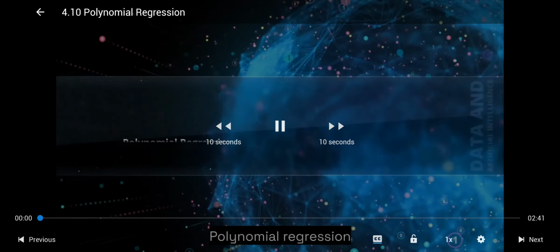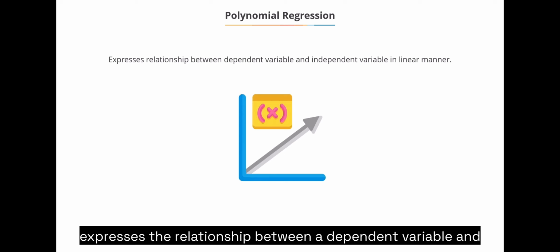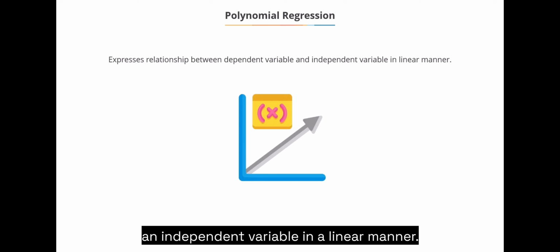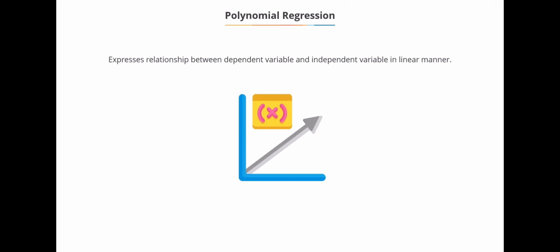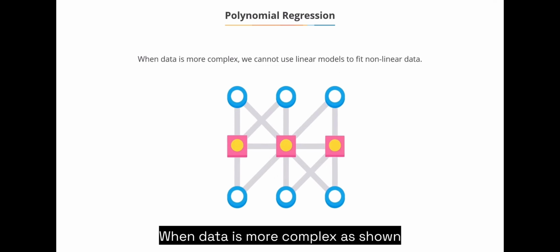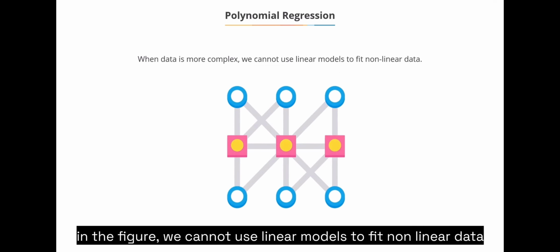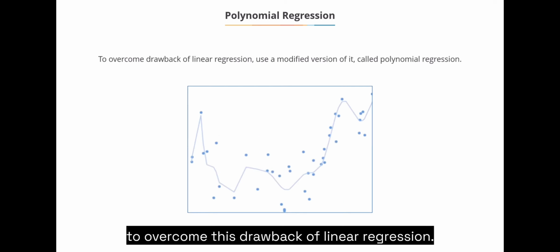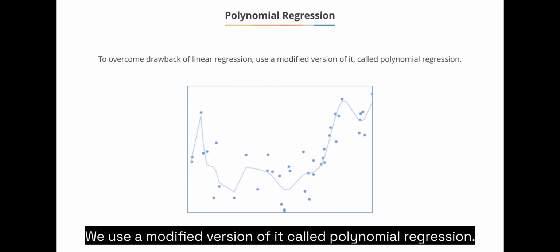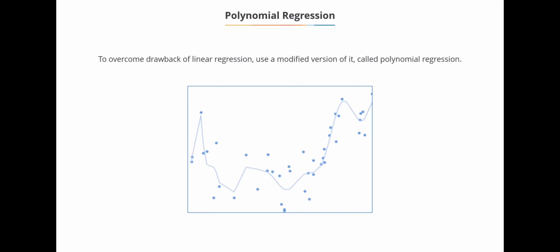Polynomial regression expresses the relationship between a dependent variable and an independent variable in a linear manner. When data is more complex, as shown in the figure, we cannot use linear models to fit nonlinear data. To overcome this drawback of linear regression, we use a modified version of it, called polynomial regression.